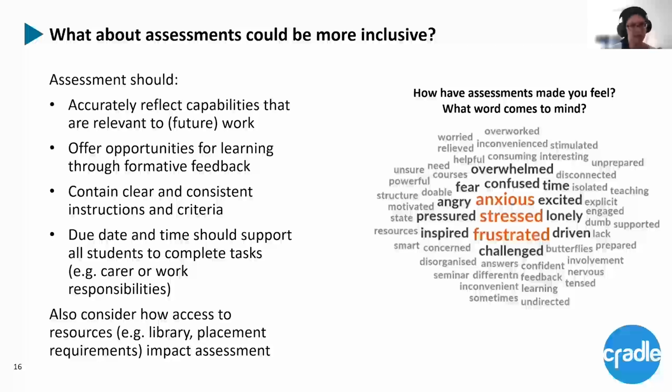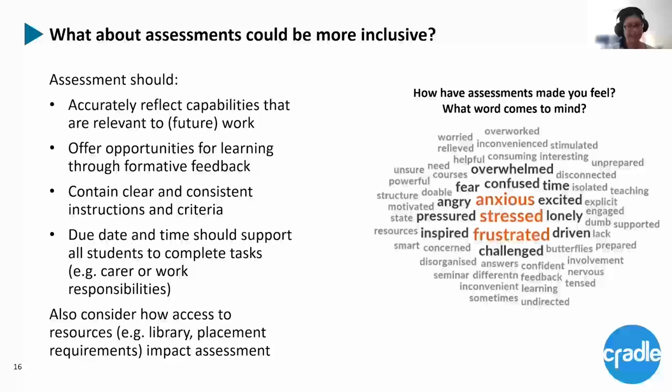And in terms of what they suggested to make assessment more inclusive, firstly, that it should accurately reflect capabilities that are relevant to work, whether now or in the future. That opportunities for learning through formative feedback as part of assessment tasks was really important, so that students would understand how they could improve and how they were going. They also identified that across the different places and sources of information about assessment, instructions were not always clear and consistent, and that criteria could be better explained, and that these things would help all students understand what was required of them in assessment.